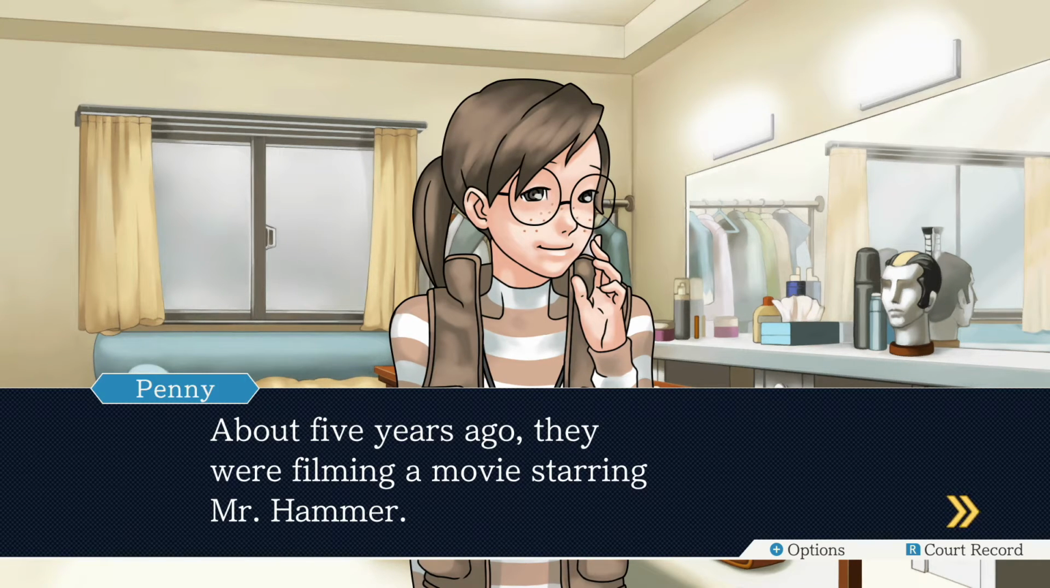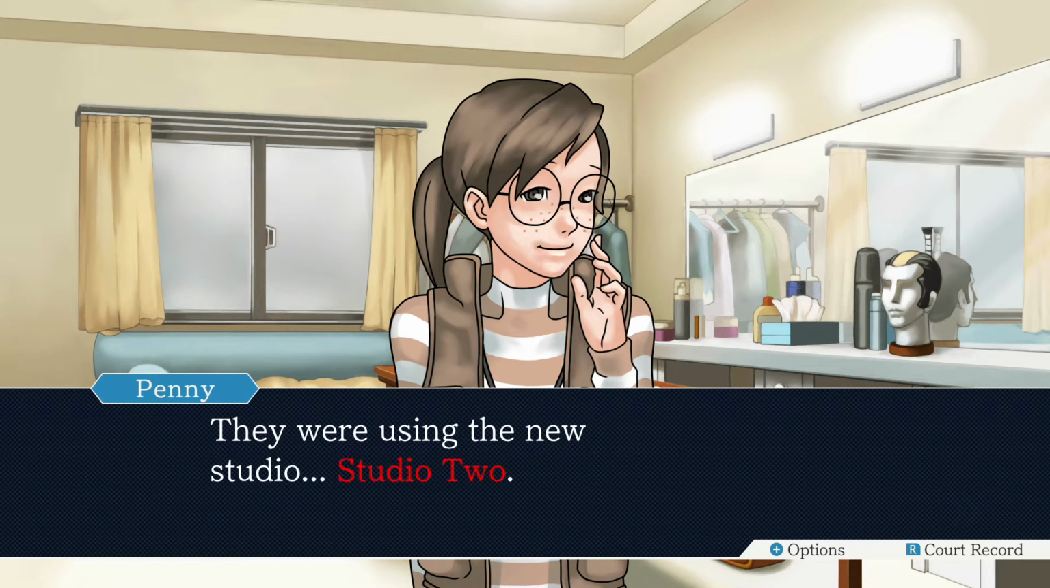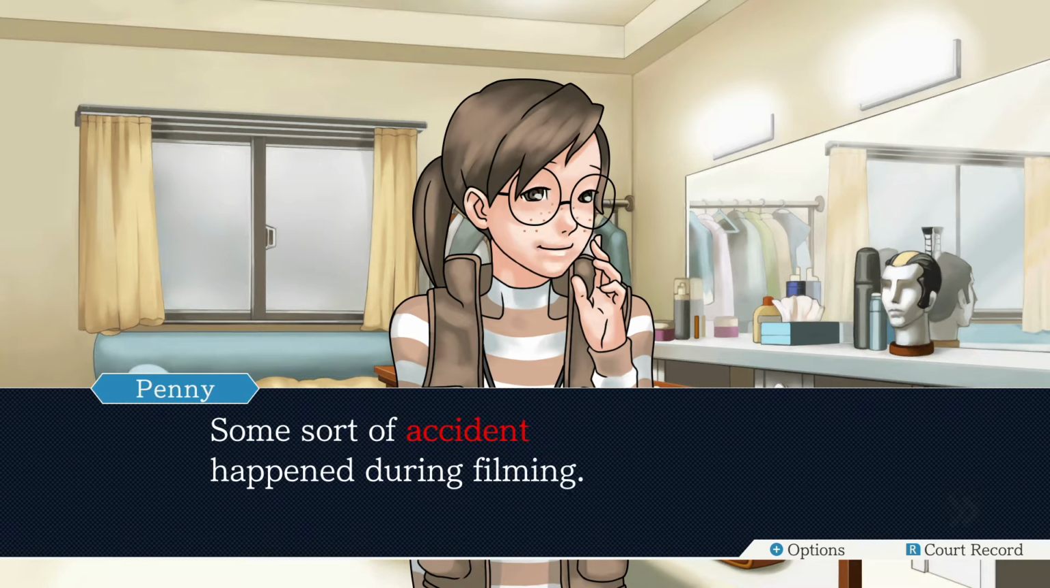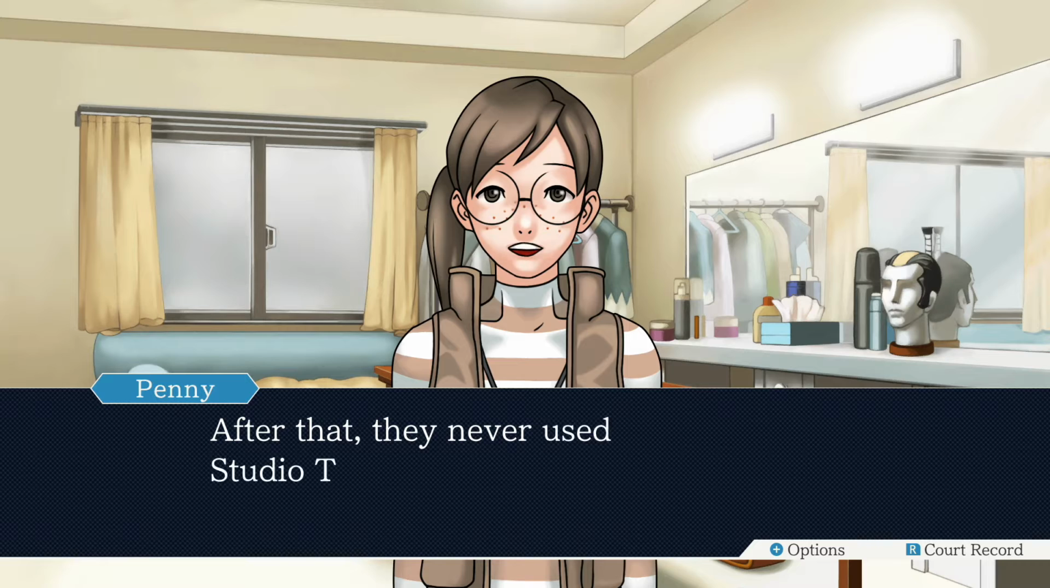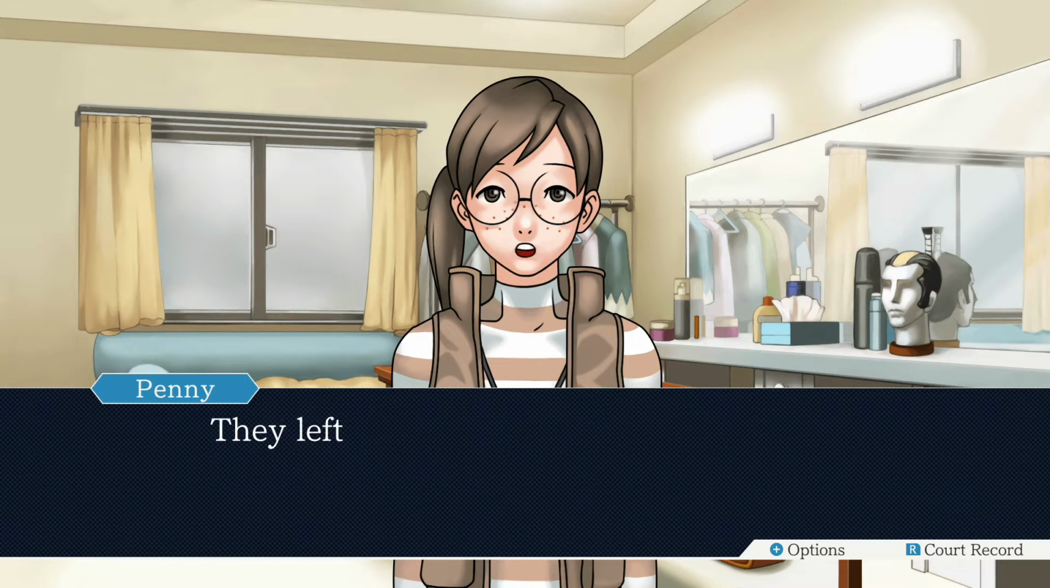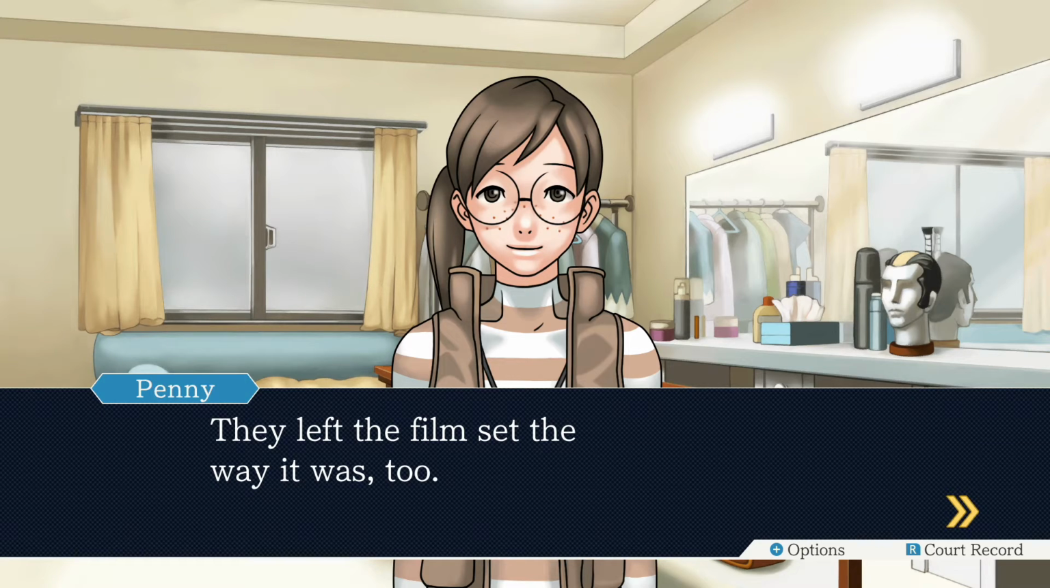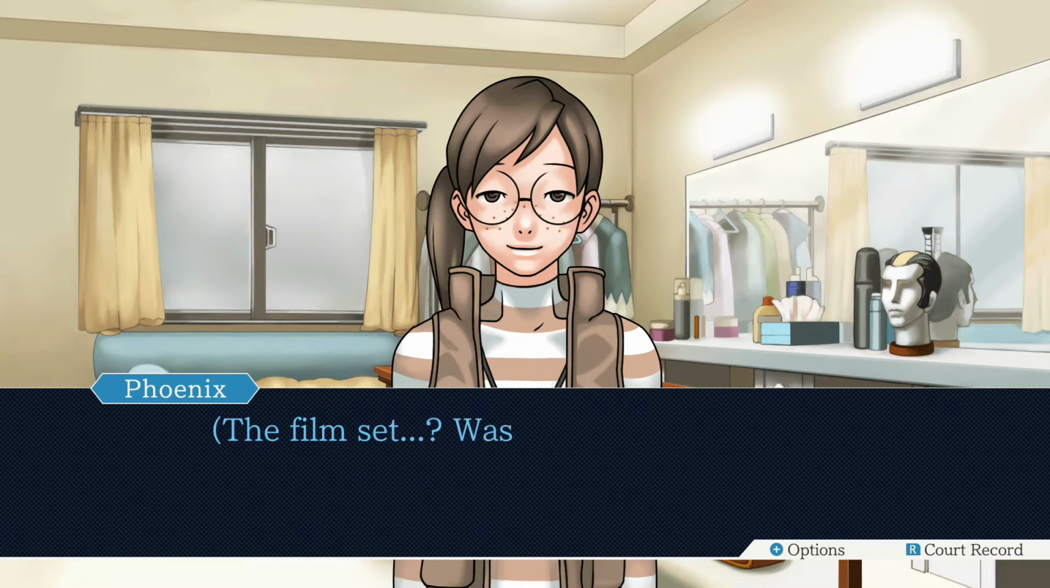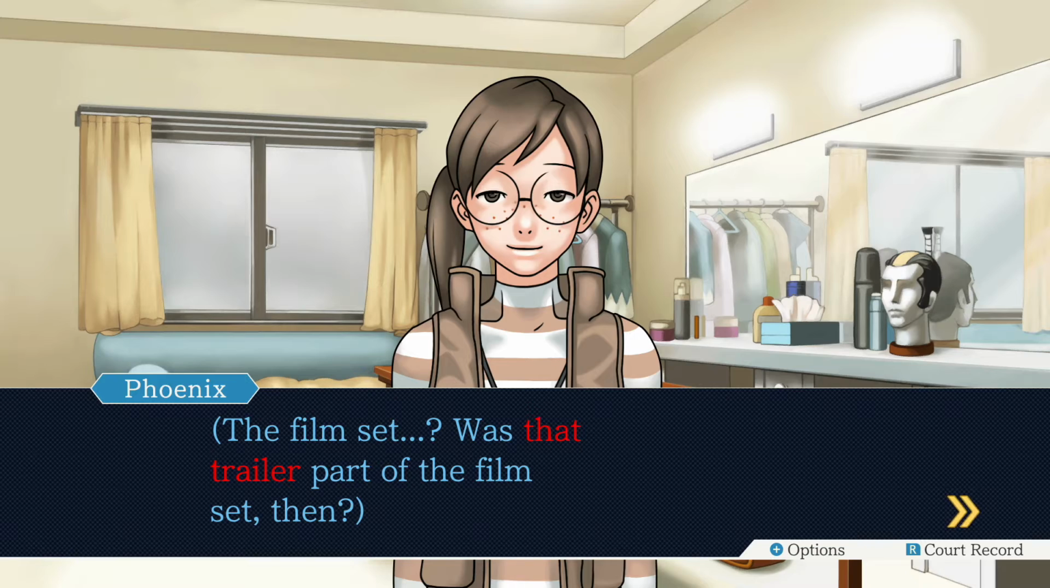About 5 years ago, they were filming a movie starring Mr. Hammer. They were using the new studio, Studio 2. Some sort of accident happened during filming. After that, they never used Studio 2 again. They left the film set the way it was, too. The film set? Was that trailer part of the film set, then?